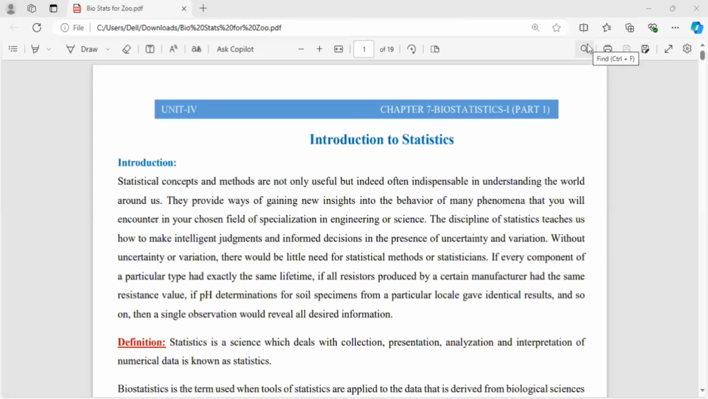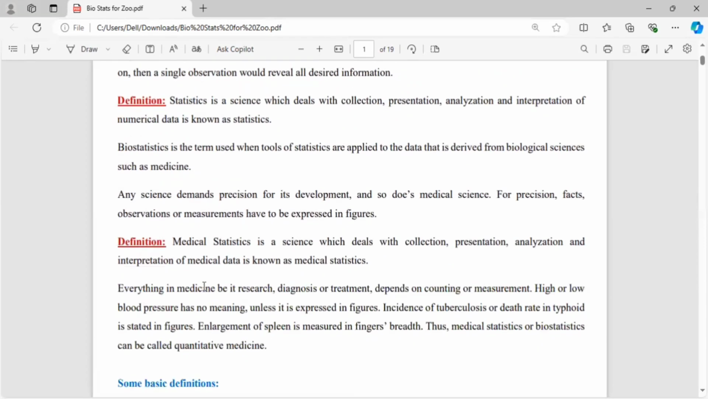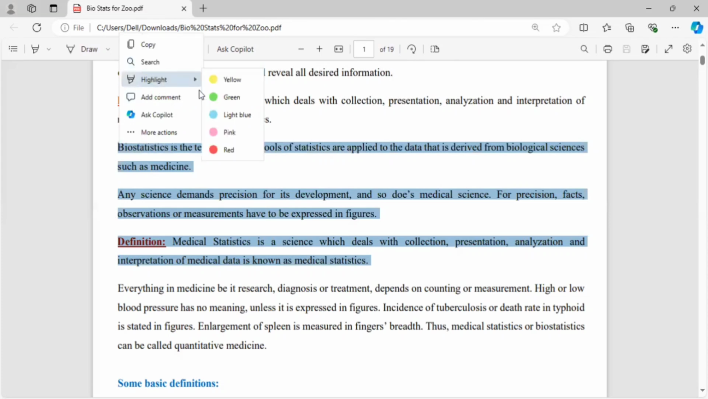Hello students, in our regular class, we discussed the introduction to statistics, like where to use statistics. After that, we discussed the definition of statistics. Later, we discussed what we mean by biostatistics as well as medical statistics.